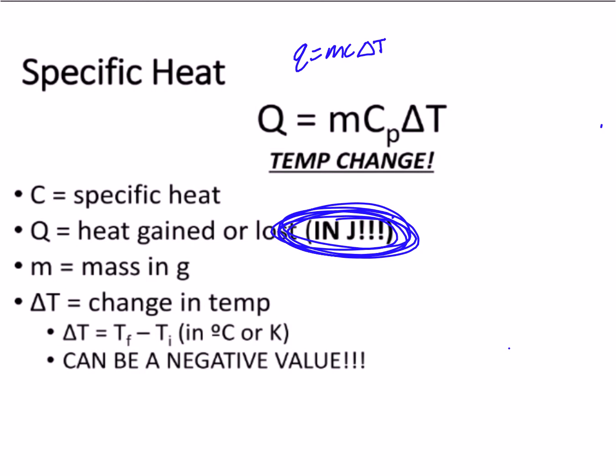And delta T, what is that delta, that triangle? What does that stand for? Change, okay? And it talks about right here how we calculate our change, guys. Any change, whether it's temperature or volume, it's always final minus initial. Final minus initial, okay? Final minus initial. And again, it can be either degrees Celsius or Kelvin.